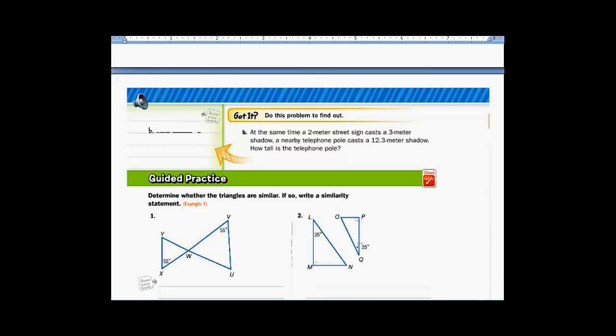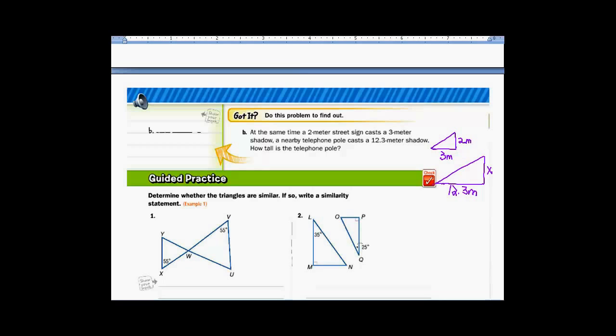All right, back with me. At the same time, a 2-meter street sign casts a 3-meter shadow. Let's just draw a picture of what we know so far. We know that a 2-meter street sign is casting a 3-meter shadow. Okay? A nearby telephone pole, you don't know how tall it is. It's some amount of tall. Is going to cast a 12.3 meter shadow. But you don't know how tall this is. We're going to find out. How tall is a telephone pole?